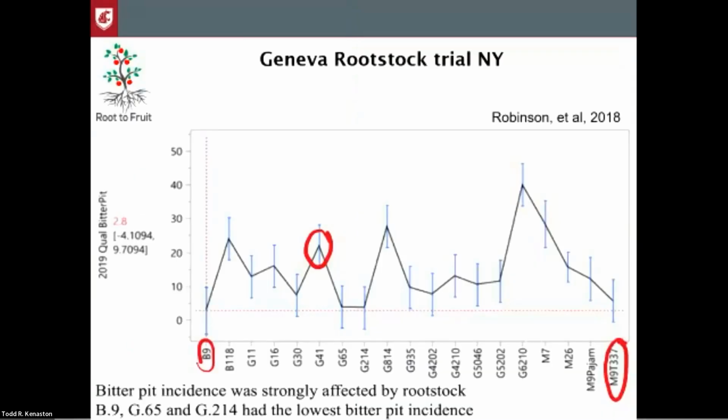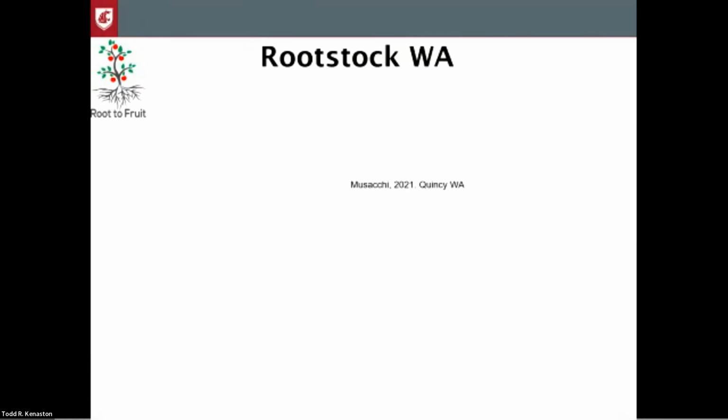I want to show here some of the factors that are related to vigor. For example, you all know that B9, this is work from Terence Robinson in New York, B9, a lower vigor rootstock, has lower levels of bitter pit compared to, for example, G41, which has higher levels of bitter pit, right? And that's the same for the rest of the rootstocks. In general, a dwarfing rootstock has less bitter pit compared to a more vigorous rootstock.